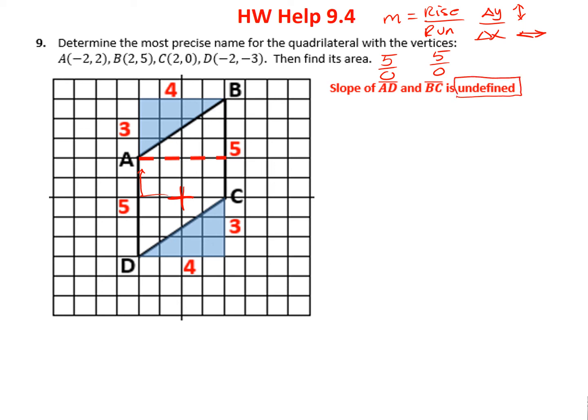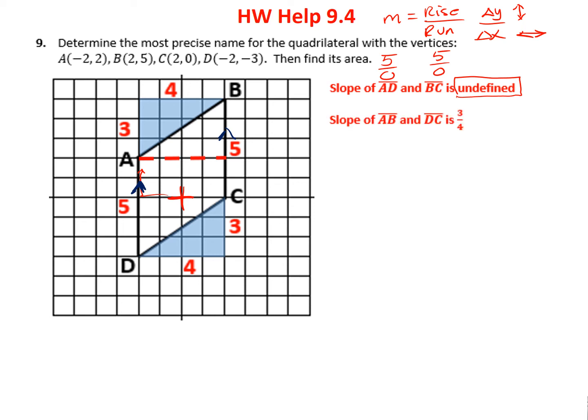Now, just remember this, because this shows up on the test, and a lot of students will tell me that it equals 0. No, it's 5 divided by 0, and it's undefined. But because they are the same, it means that these two sides are parallel, okay? So that means AD and BC are parallel.